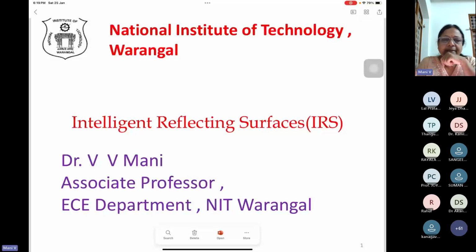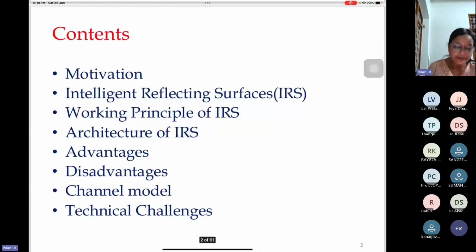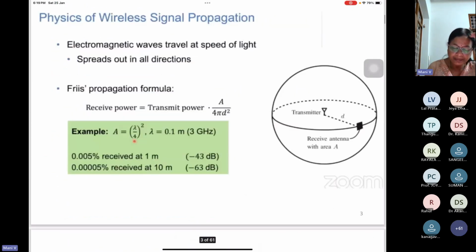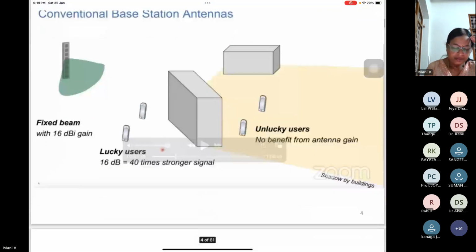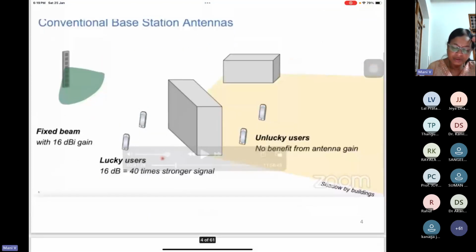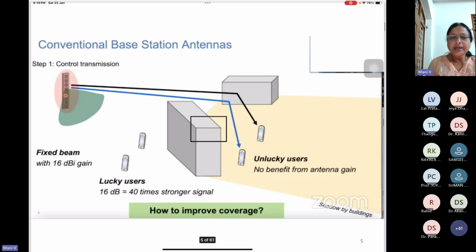Okay. Next we are integrating with IRS, Intelligent Reflecting Surfaces. I'll give you an overview of the working principle of these intelligent reflecting surfaces. This is a downloaded PPT, not my own PPT. In any conventional base station, you see some users are unlucky users, right?